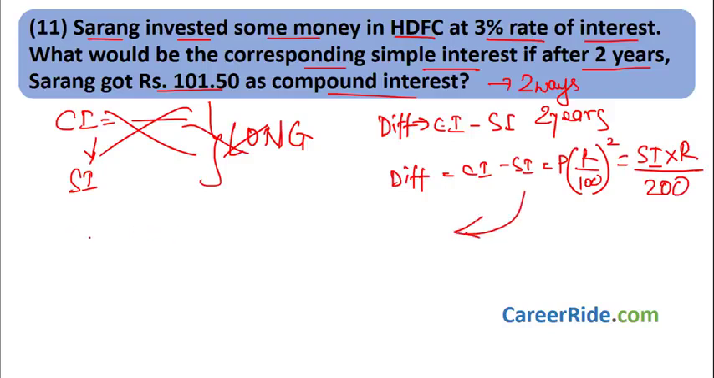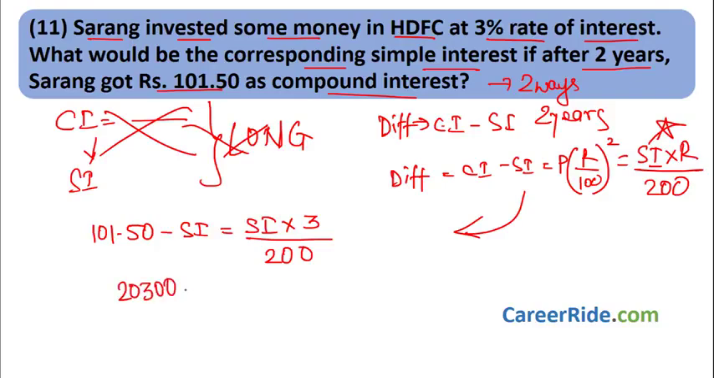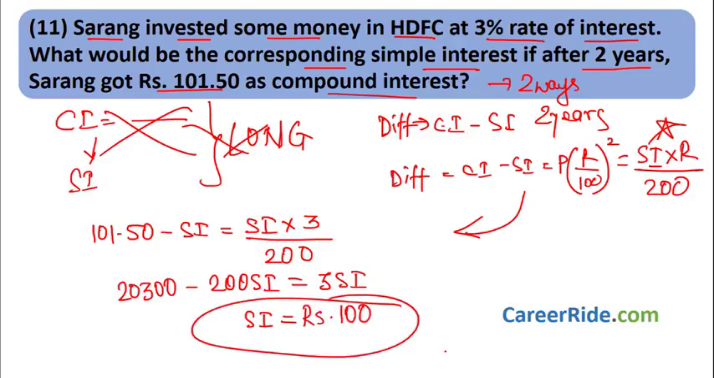Now do we know compound interest? Yes, it is 101.50. Simple interest we do not know. Let's take the second part of the equation: simple interest into rate of interest, which is 3%, divided by 200. What do we get? 200 into 101.50 is 20300, minus 200 SI would be equal to 3 SI. So SI would be equal to rupees 100. This is the corresponding simple interest for the compound interest of 101.50 rupees. See how easily we got it using this formula.